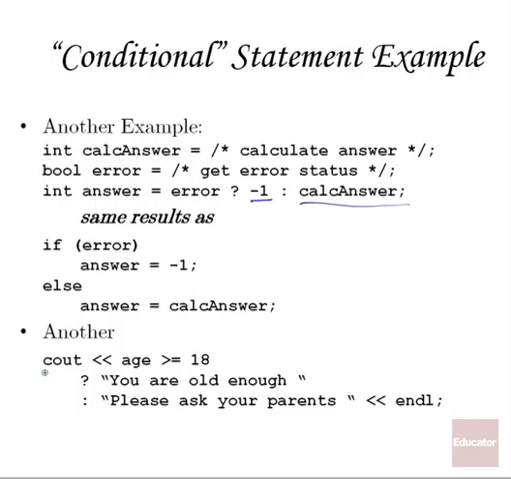Another example: if your age is greater than or equal to 18, then what will be printed in the cout is the part after the question mark, you are old enough. Otherwise, the part after the colon, please ask your parents. You can see this is marginally not a good way to do it. You might want to do this with an if-else instead. But you will see this style of doing things, particularly with output, rather frequently.